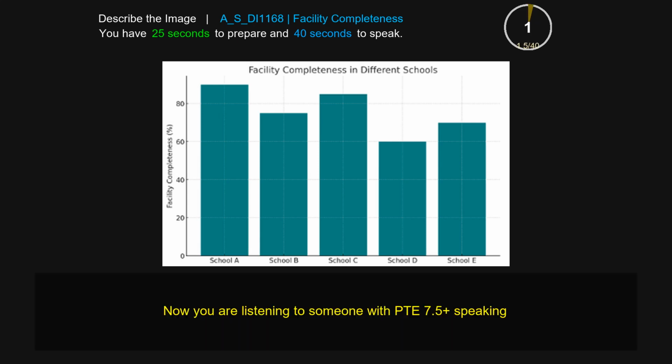The following bar graph gives information about facility completeness in different schools. In the bar graph, the highest value is school A and the lowest value is school D. In the bar graph, there is also school B, school C, and school E. On the left, there are numbers such as 20, 40, 60, and 80%. In conclusion, this bar graph is about facility completeness in different schools.